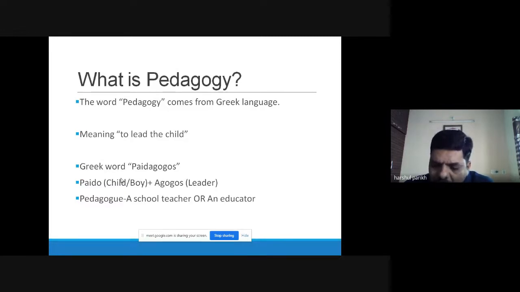Pedagogy originated from the Greek language, meaning to lead the child. The Greek word is pedagogos. Paido means child or a boy, and agogos means a leader. So pedagogue means a school teacher or an educator.